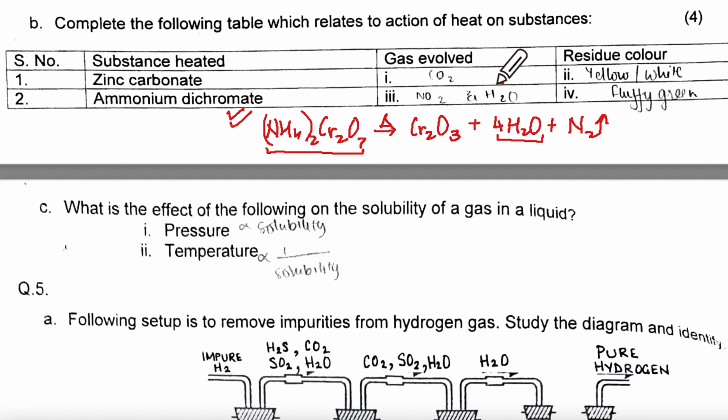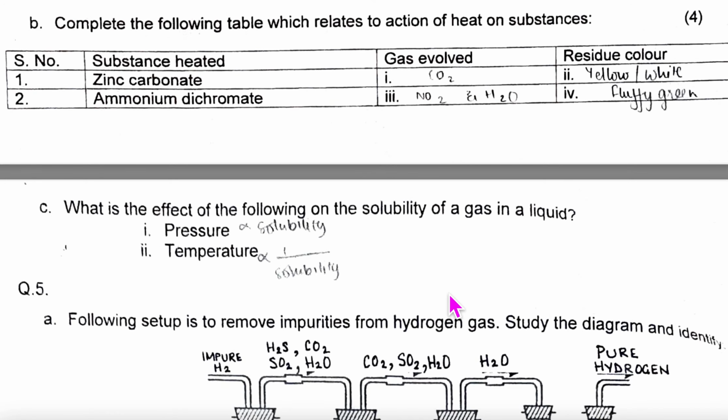Don't write H2O. This one is written H2O. What you have to write? Steam and nitrogen. Can you see the mistake here? This is learning work. Yes, I told you how to go about it.